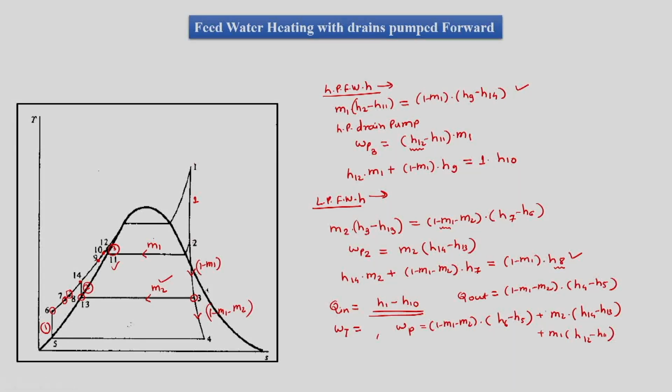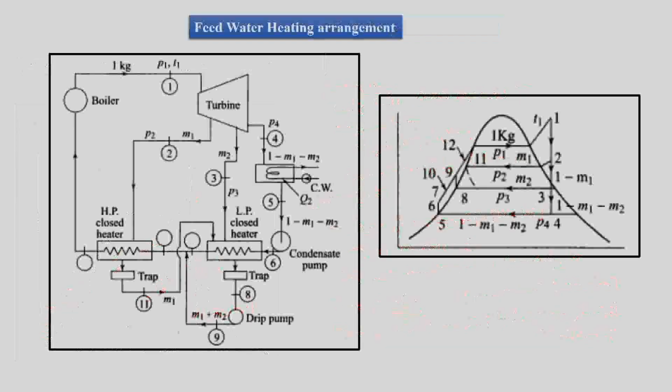So, these are all pump works, and then we can find out W net, and then we can find out the efficiency. This is how we can proceed for the drain pump forward case. This is a typical feed water heating arrangement. In the typical feed water heating arrangement, we have basically one pump, which is an open type of feed water heater.